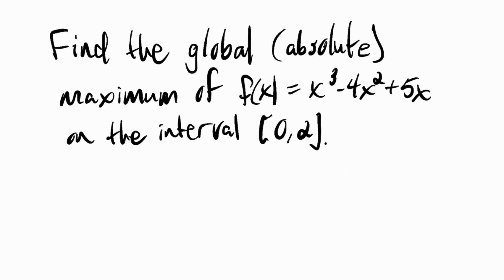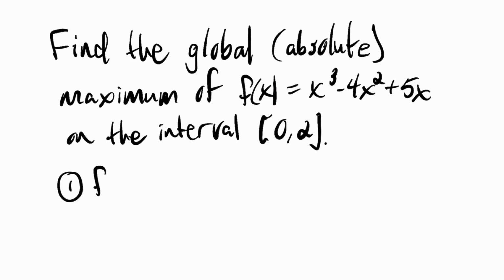In this example, though, we'll focus on the maximum. We won't worry about the minimum too much, although we'll end up finding it along the way. So in order to do that, I need to find the critical numbers because according to the extreme value theorem, the places where I might get the global max are the critical numbers or the endpoints. So I need to find the critical numbers.